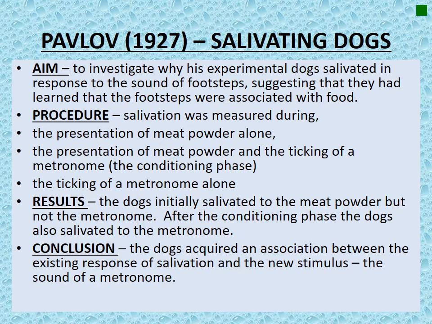metronome alone. Now, the results were that the dogs initially salivated to the meat powder but not the metronome, and that makes perfect sense because the meat powder is the unconditioned stimulus and the metronome at this point is the neutral stimulus. But after the conditioning phases occurred and they've been associated or paired together, the dogs also salivated to the metronome. So the conclusion was that the dogs acquired an association between the existing response of the salivation and the new stimulus, which was the sound of the metronome.